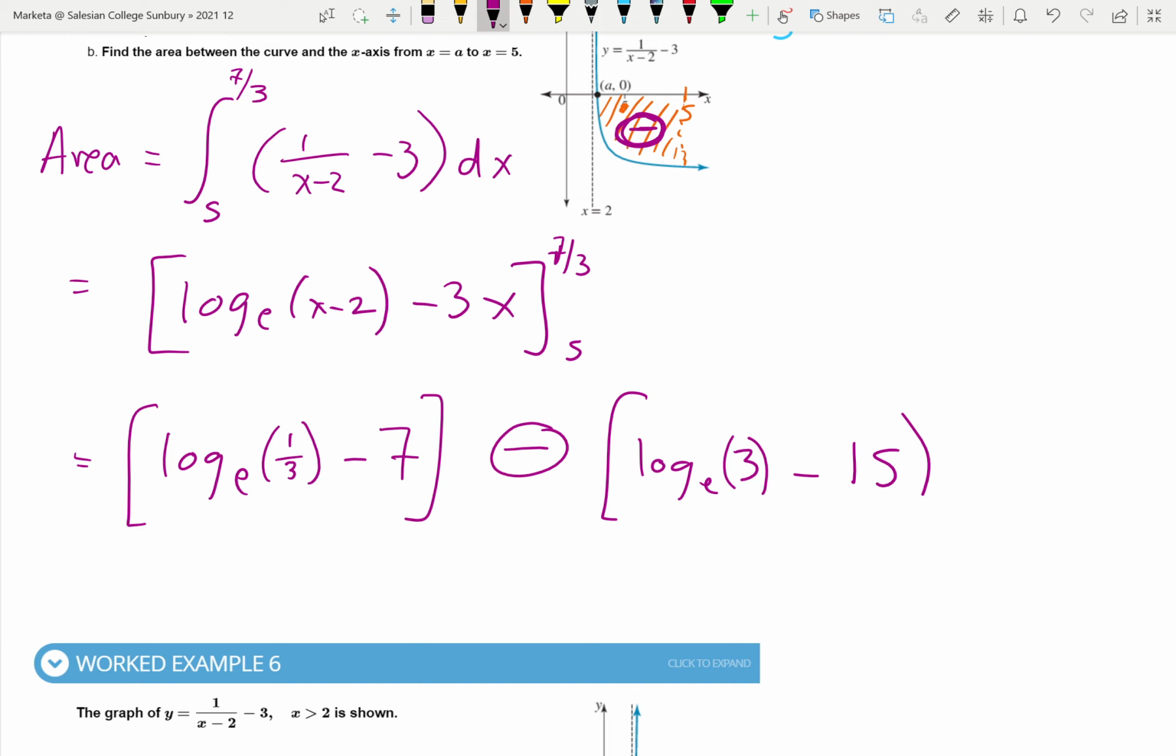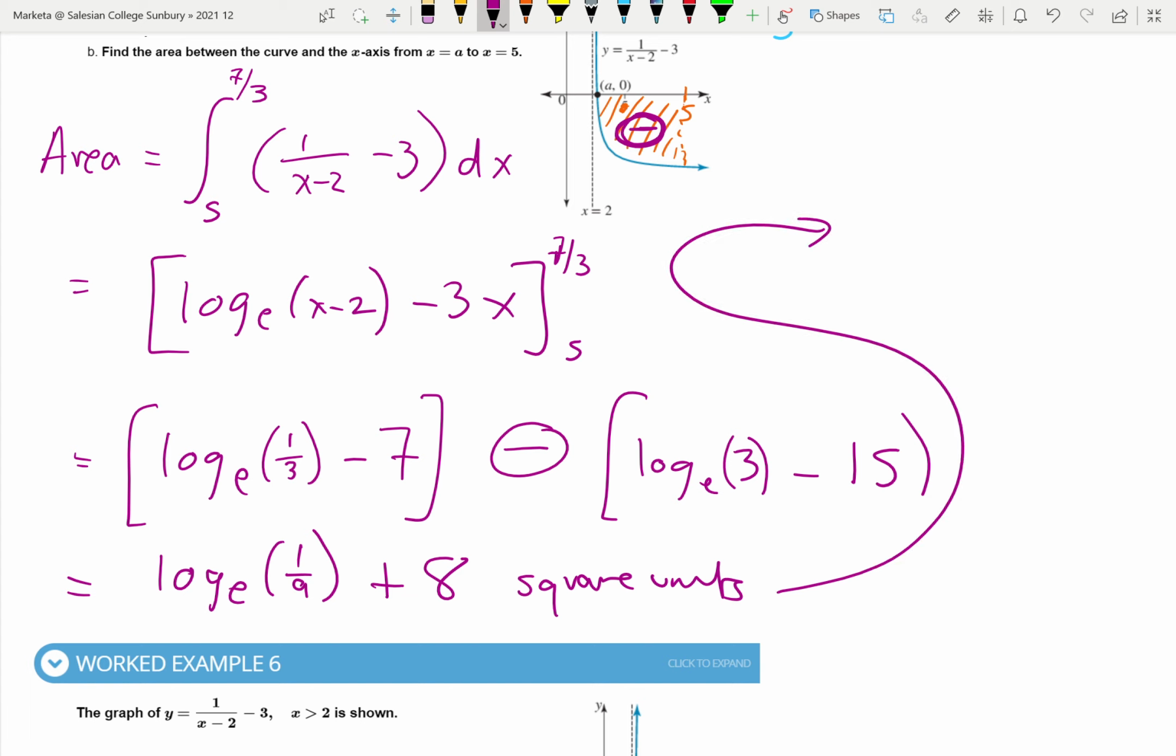So let's see. Now we get log e 1/3. We're subtracting the logs, so we divide. 1/3 divided by 3 is 1/9. So that's going to be log e 1/9. Minus 7 plus 15 is 8 square units.